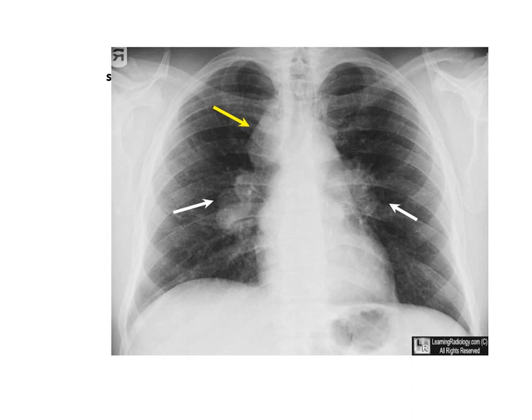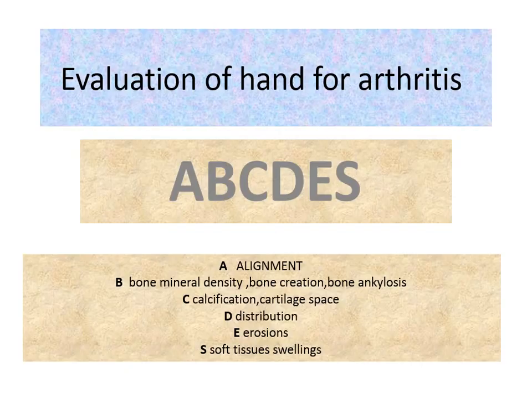So what do we see in the chest radiograph of sarcoidosis? The 1, 2, 3 sign. Yes, bilateral symmetrical hilar adenopathy and right paratracheal thickening.